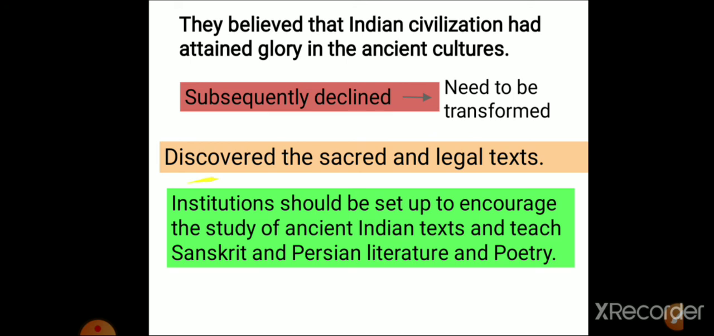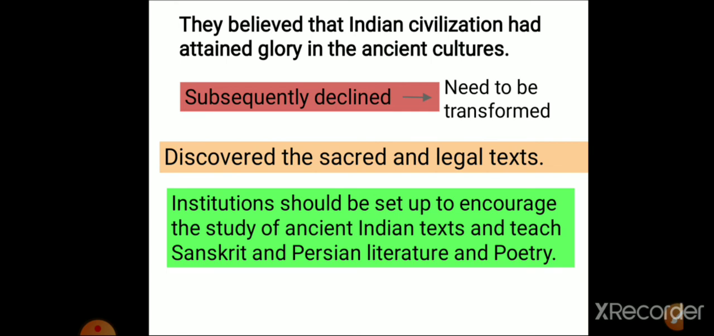Then they discovered the sacred and legal texts of Indian culture. Why did they do so? So that they could understand the Indian culture well, and once you understand the country's culture, it would be easy for a person to rule the country well. That's why they wanted to know the Indian culture, that means to understand the religion and the different aspects of our country.